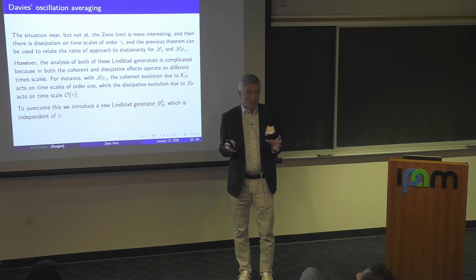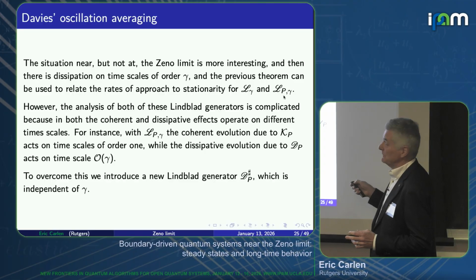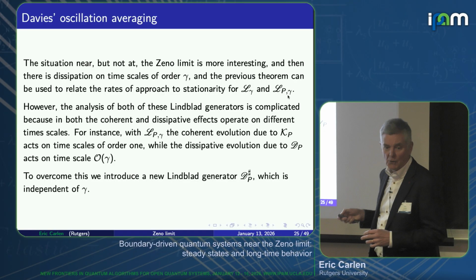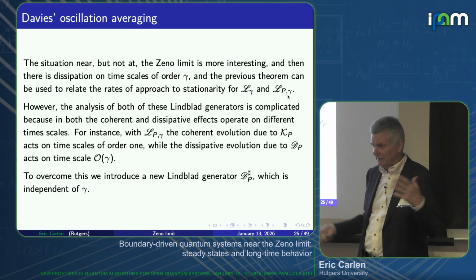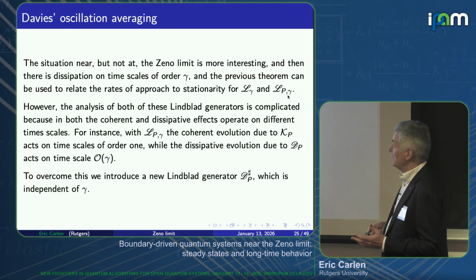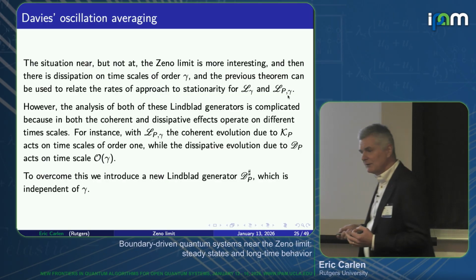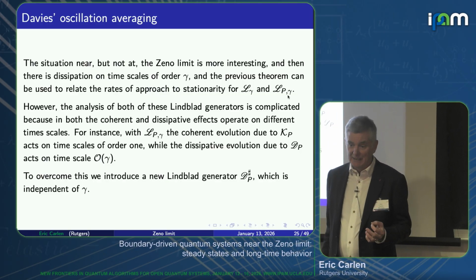It's hard to analyze, partly because both of these guys have two different time scales in them. The dissipation is really fast in this guy, and it's slow in this guy. This has a gamma in it, the other one has a gamma inverse. And these are hard Lindbladians, therefore, to estimate mixing times for directly. And what we would like to do is to get an equation that doesn't have a gamma in it.